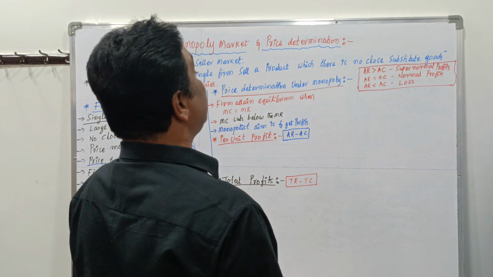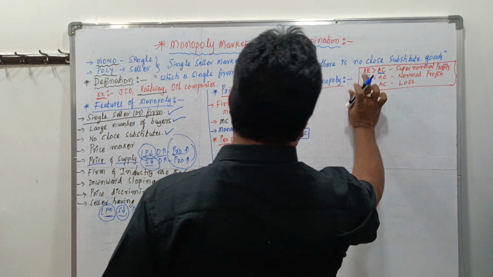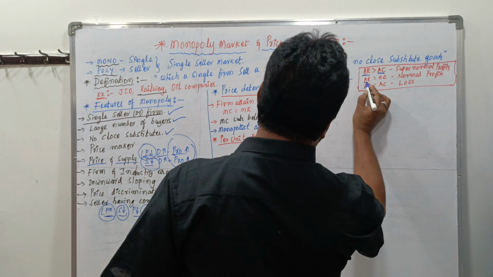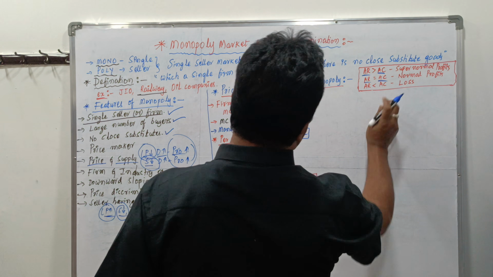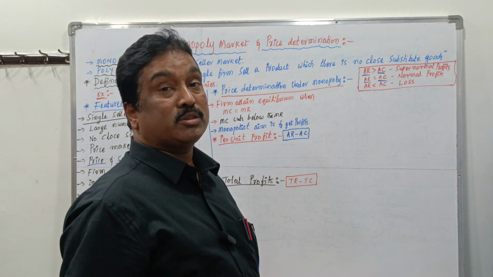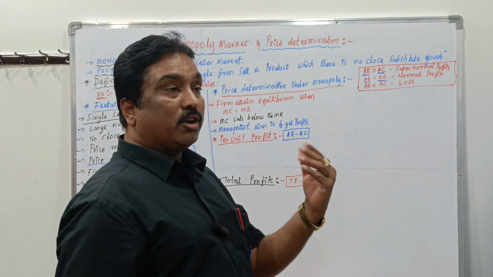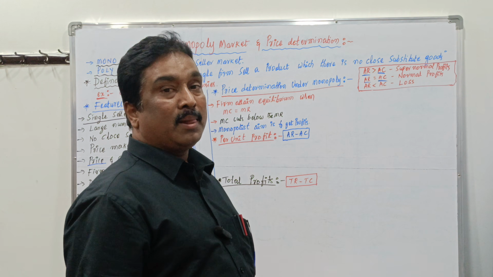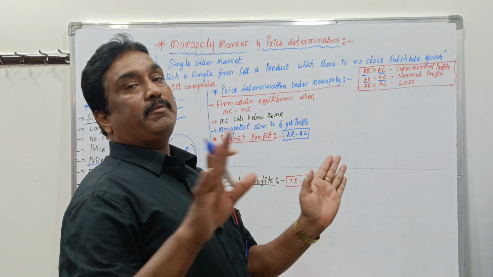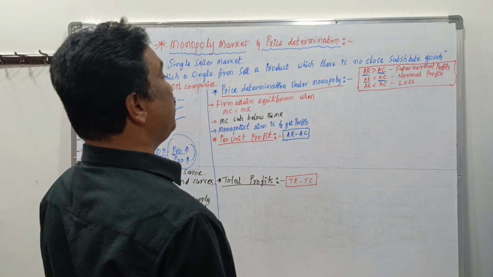When the average revenue is more than the average cost, the seller gets supernormal profits. When the average revenue is equal to the average cost, AR equals AC, the seller has normal profits. Normal profits means cost and revenue are both the same. If the cost of expenditure is 10 rupees and the revenue is also 10 rupees, there is no profit and no loss. That is called normal profits.